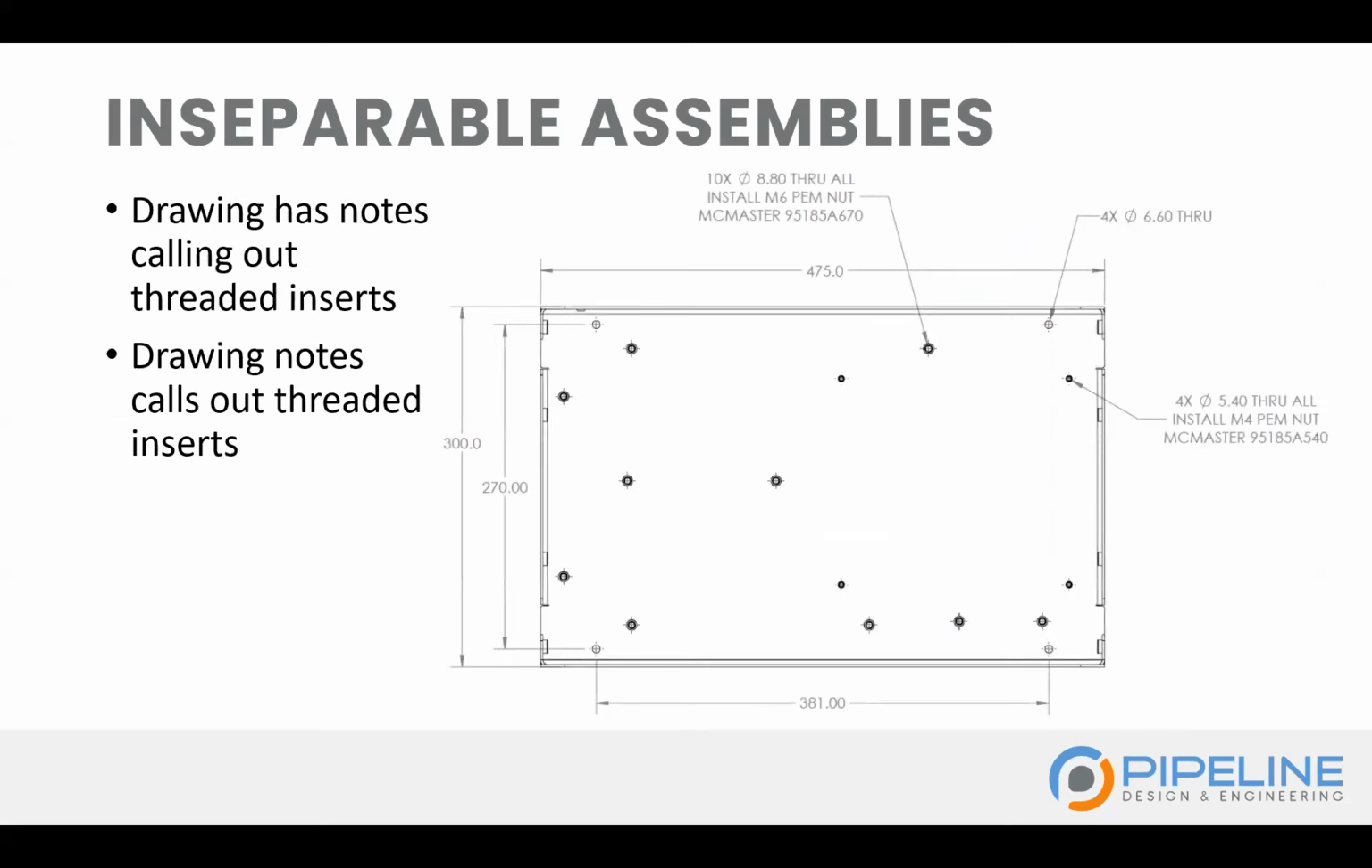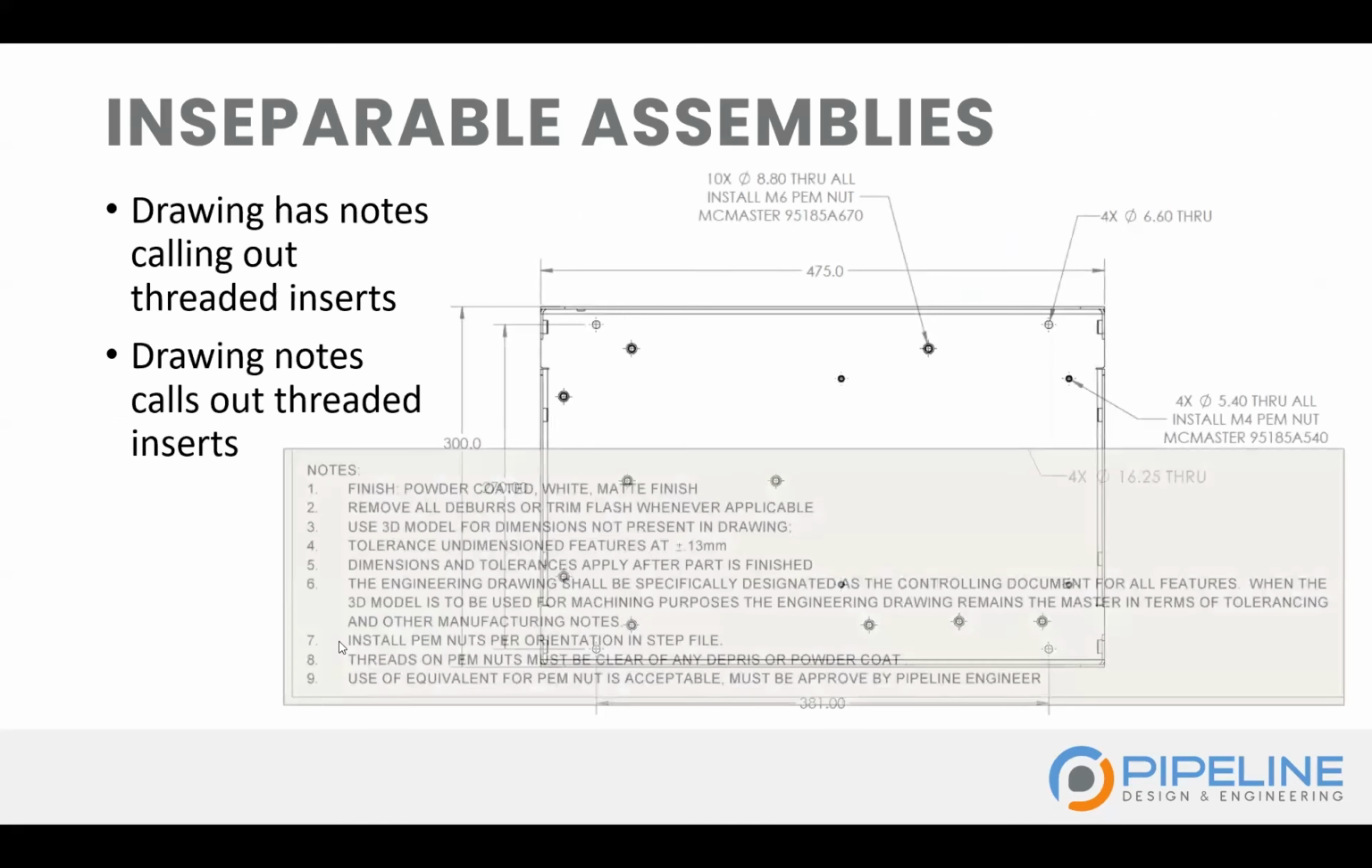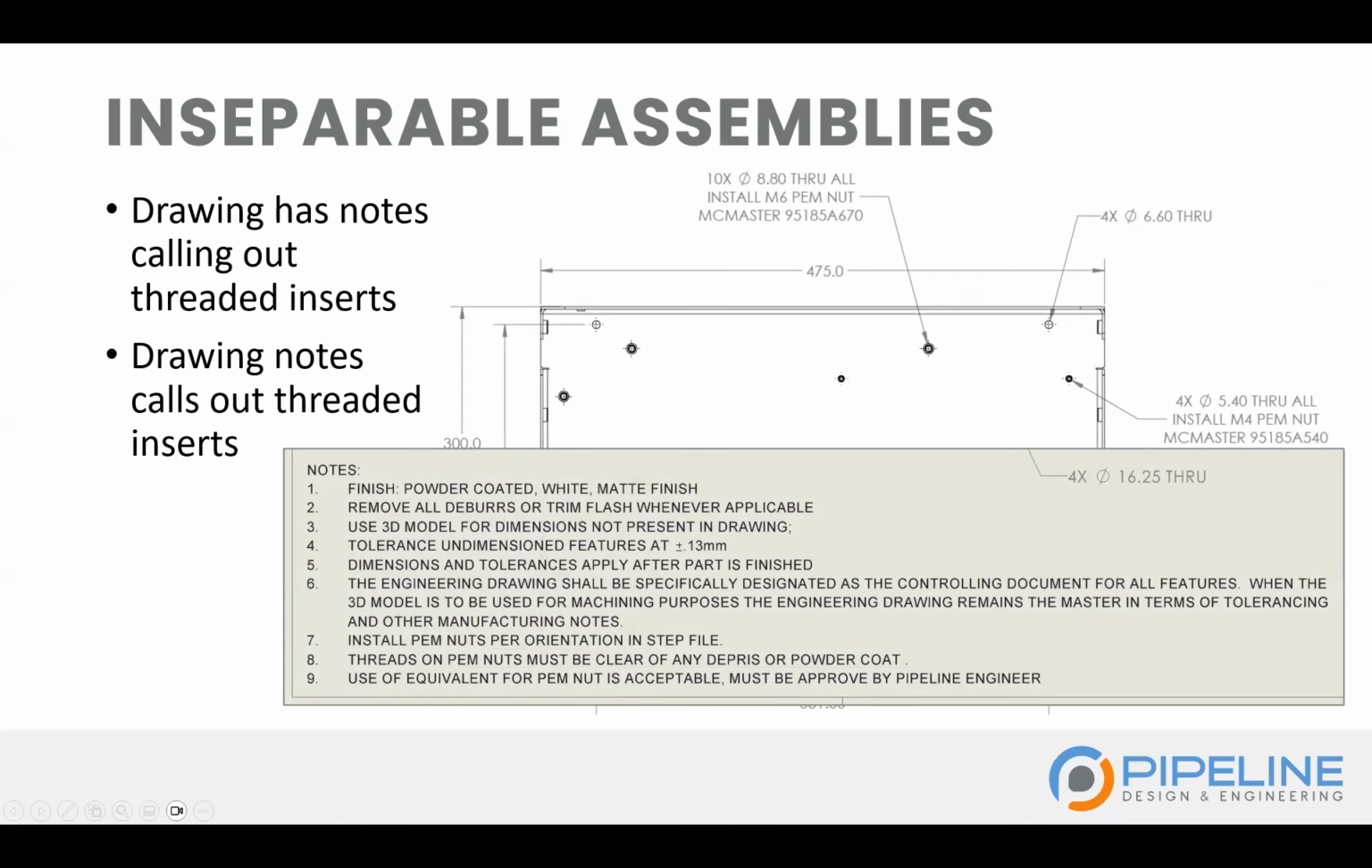Then in our drawing, we just call out notes like this: install the M6 PEM nut, McMaster part number, and so on. We do the same thing in the notes at the bottom of the drawing. Those last three there are just the notes that we use, but you get the gist of it here.